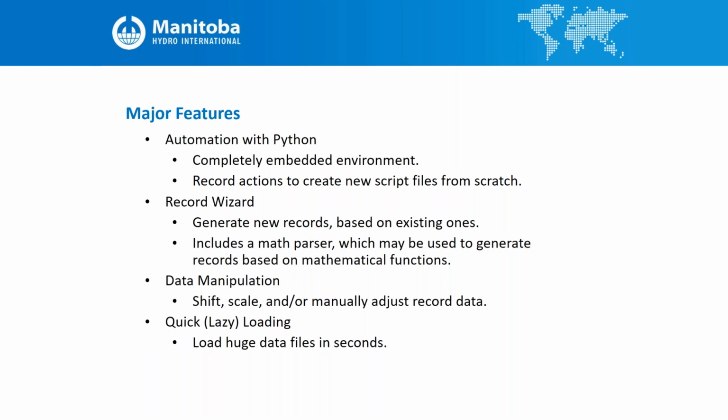In terms of data manipulation, once a record is displayed in a graph, you can shift or translate it in both the Y and the X directions. You can scale the record, or you can even manually adjust the record, like actual record points. Particular y-ordinate axis points, you can actually manually modify.